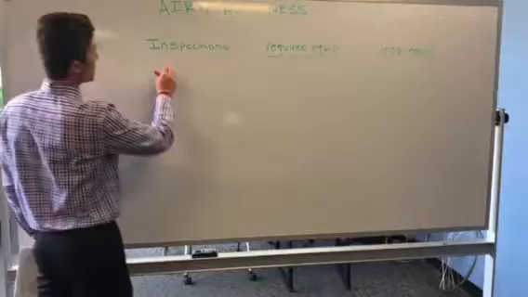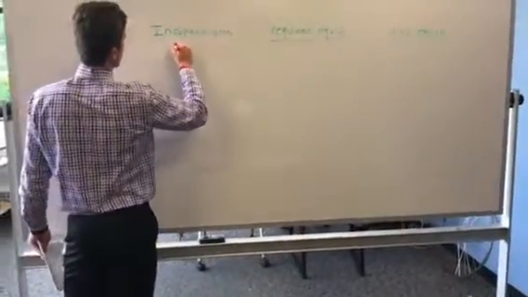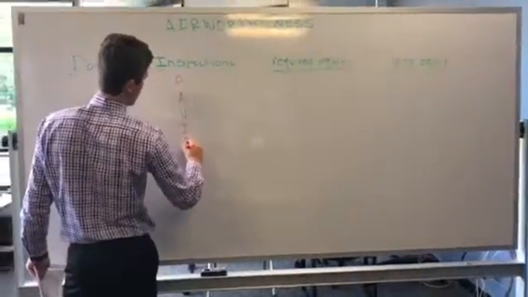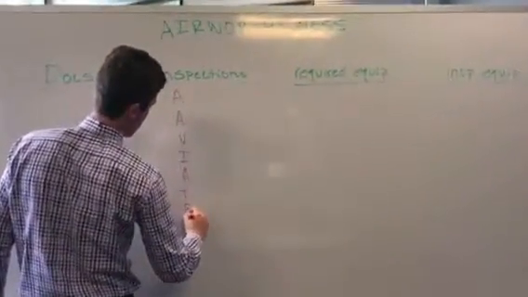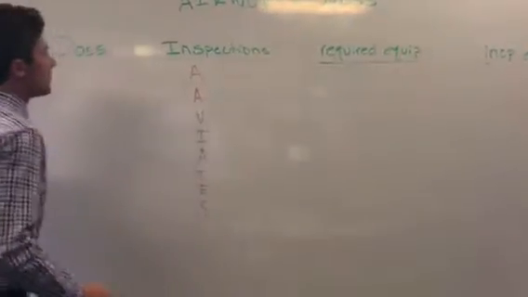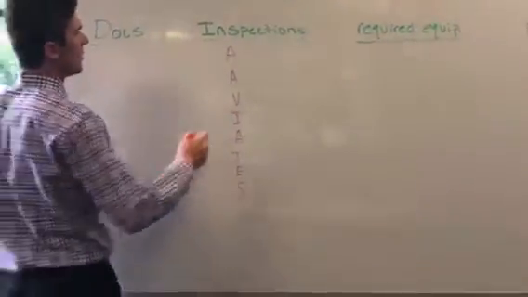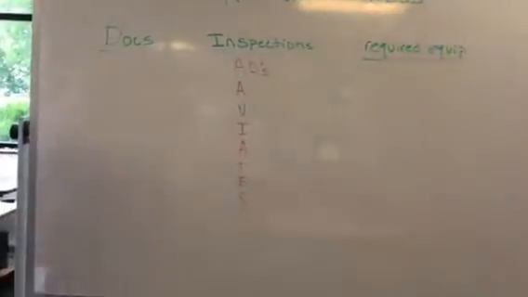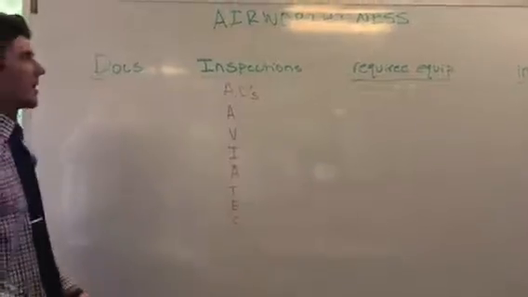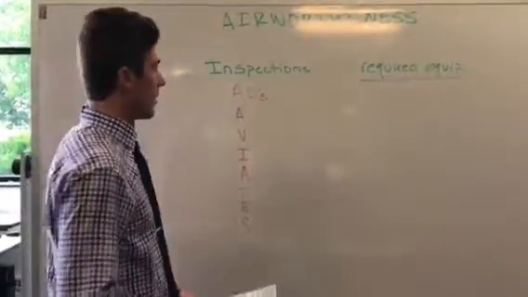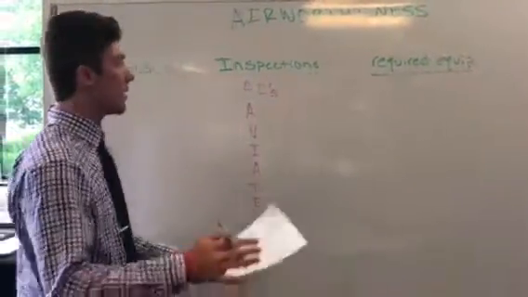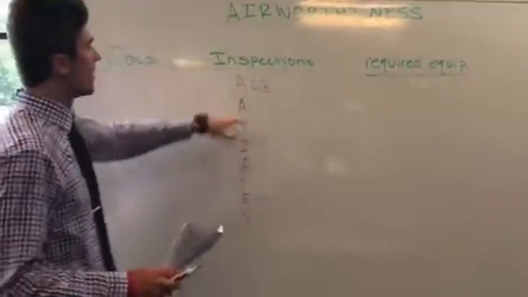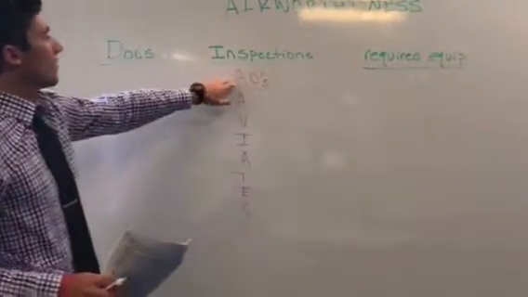Alright, so for our inspections that must be done in the aircraft, we use the acronym AVIATES. So our first inspection that must be done, we must comply with our ADs. ADs are airworthiness directives. There's two different kinds. There's recurring and there's a one-time AD that you must do for the aircraft. These are put out by the FAA for certain aircraft.